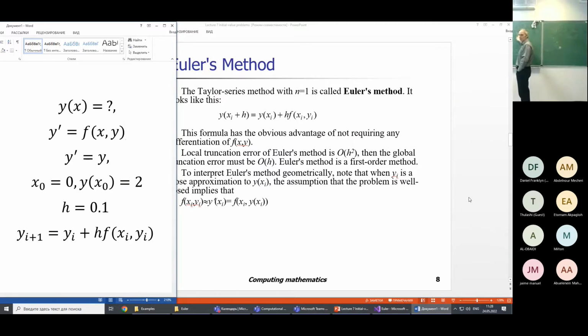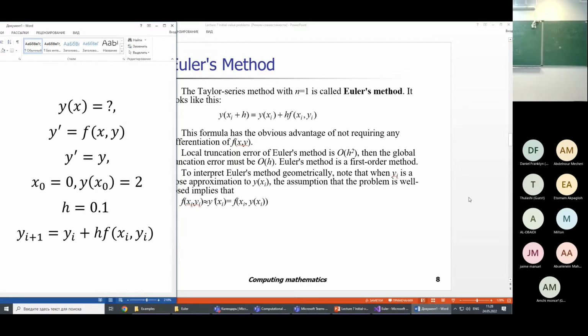You should take the previous value 2.2 plus h, which is 0.1, times 2.2, and when we compute the sum, it will be 2.42. Yes, 2.42 is correct.